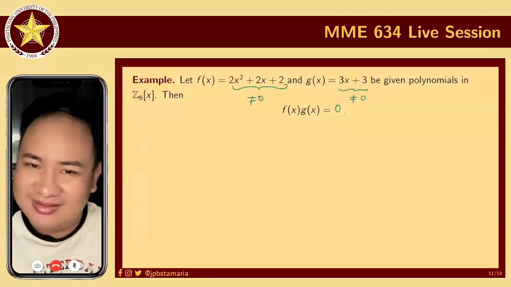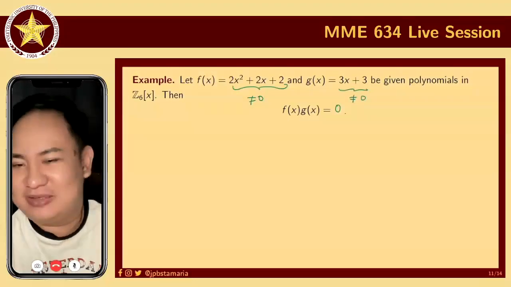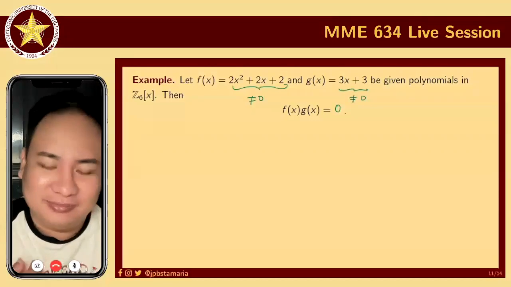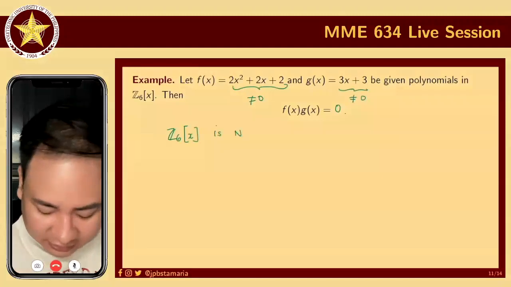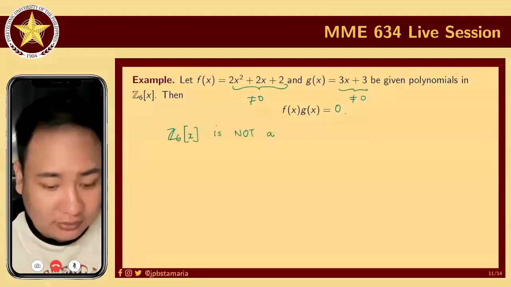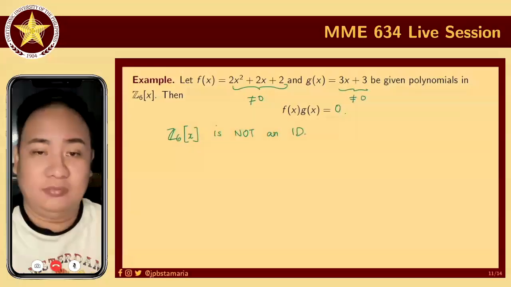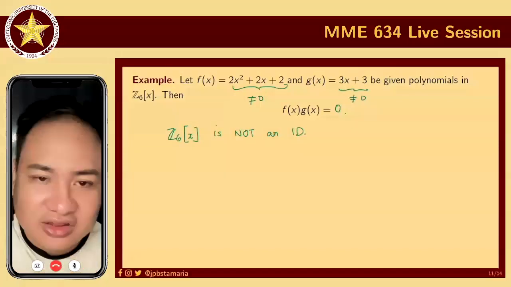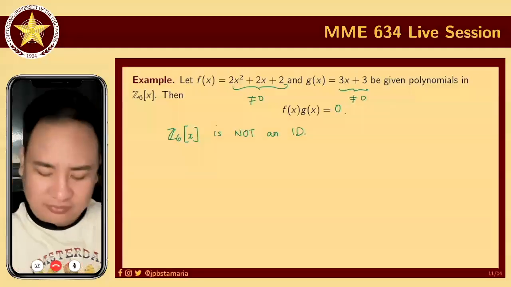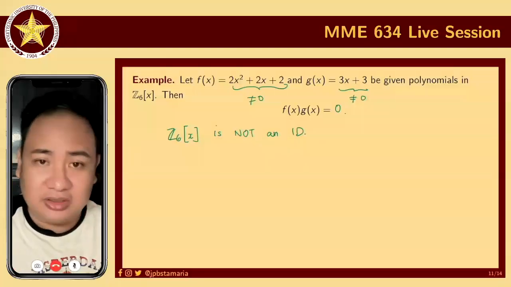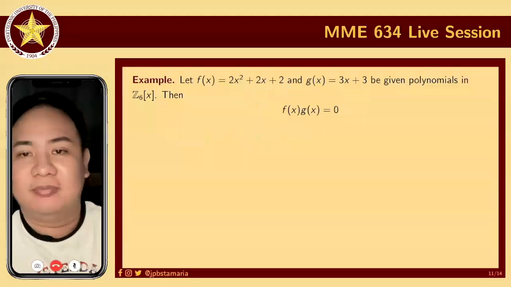So, that is what? That is a negative property, di ba? Something that we don't like to happen in a ring. So, sabihin, si Z6[x], ano to? This is not what? An integral domain. Maybe because Z6 is not an integral domain. Di ba? Kanina kasi kung yung ring ay integral domain, sure ka na ito integral domain. Si Z6 kasi hindi integral domain because 6 is not prime. Naintindihan nyo?